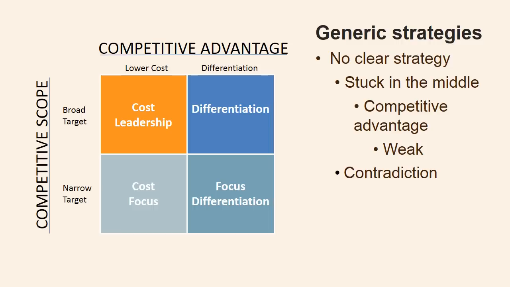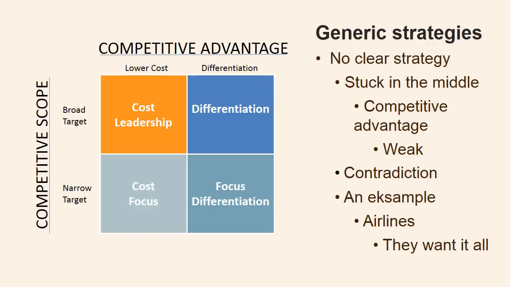Cost awareness and differentiation is a contradiction in terms. Differentiation costs money. An example. Airlines trying to be in all strategies simultaneously. They want to serve all types of customers, which means that they will sell cheap tickets, business class, first class, etc. They want it all, and consequently they end up stuck in the middle.